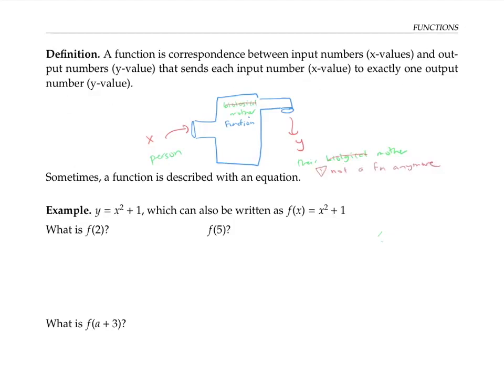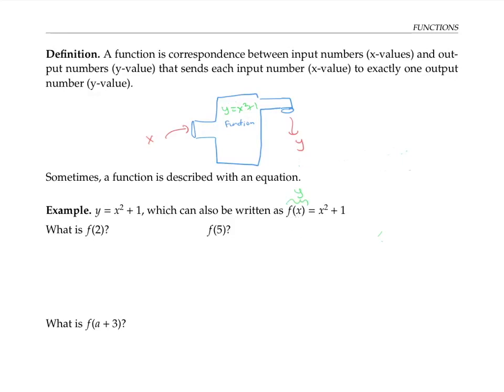Now, most of the time, we'll work with functions that are described with equations, not in terms of mothers. So, for example, we could have the function y equals x squared plus 1. This can also be written as f of x equals x squared plus 1. Here, f of x is function notation that stands for the output value of y. Notice that this notation is not representing multiplication. We're not multiplying f by x.